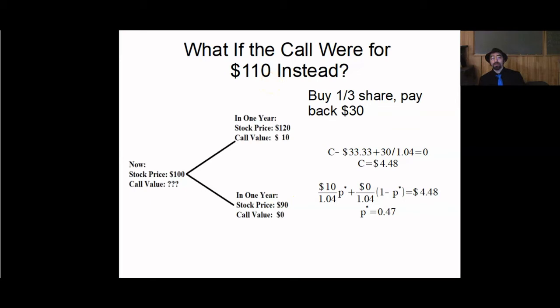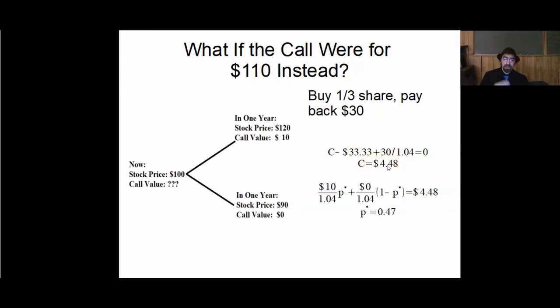Something else to notice, what if the call were for 110 instead of 115? So now you'd have to buy 1/3 of a share, and you'll notice a third of the share price is now always 30 more than the call value. So you'll have to pay back 30 instead of 15. You crunch the numbers again. A third of a share right now is 33.33. You get a call value of $4.48, right? This is to be expected.